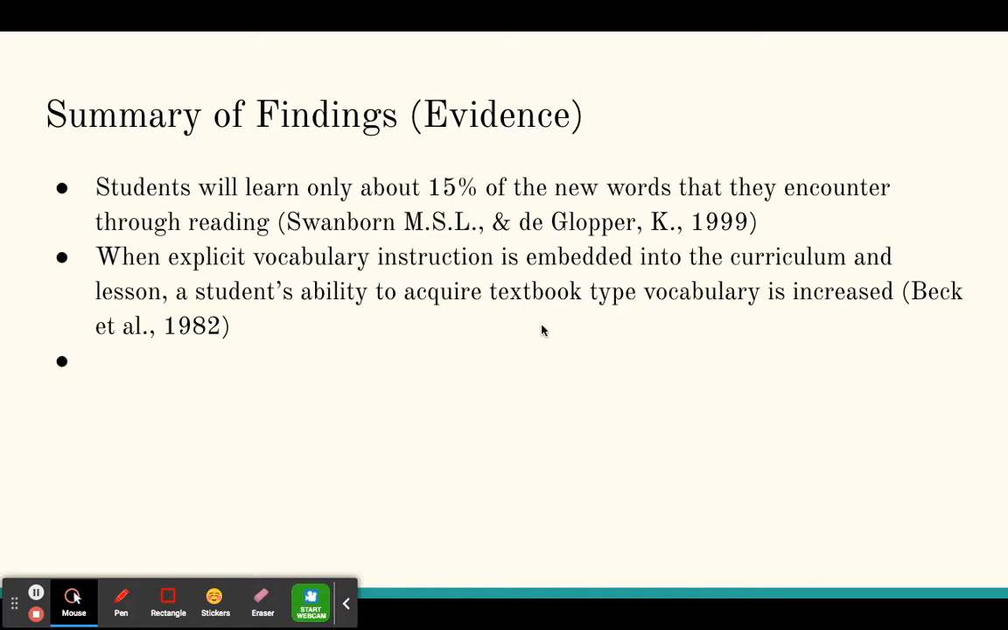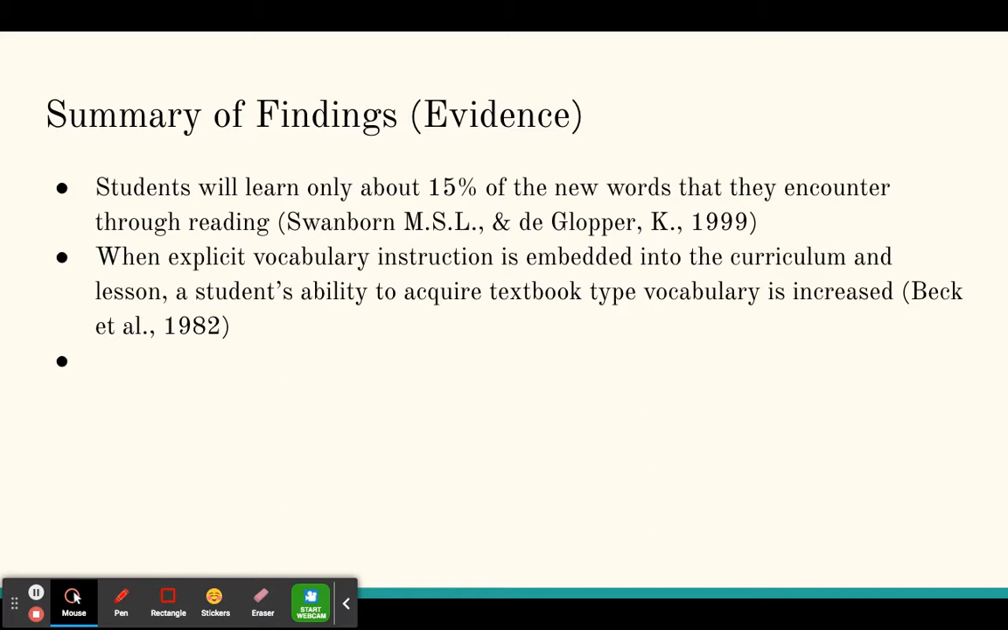So, summary of findings, evidence. A lot of people think that a really great way to develop vocabulary is just, the more you read, the more words you're going to know, which is partially true. But actually there was a study that said that students learn only about 15% of the new words that they encounter.